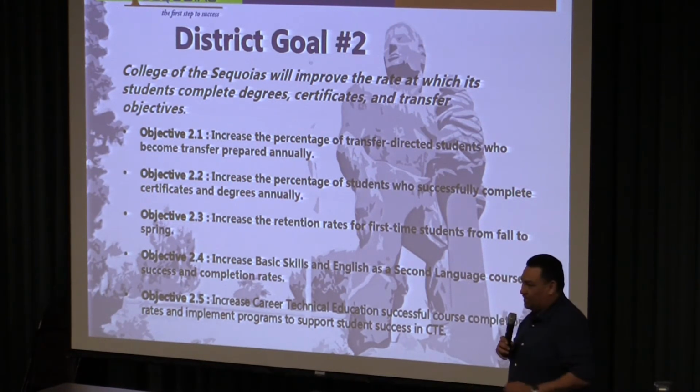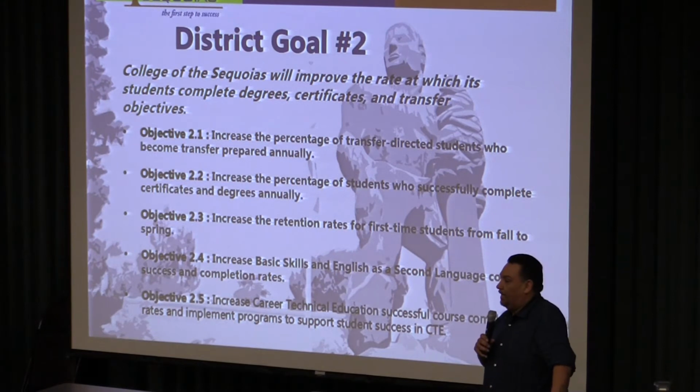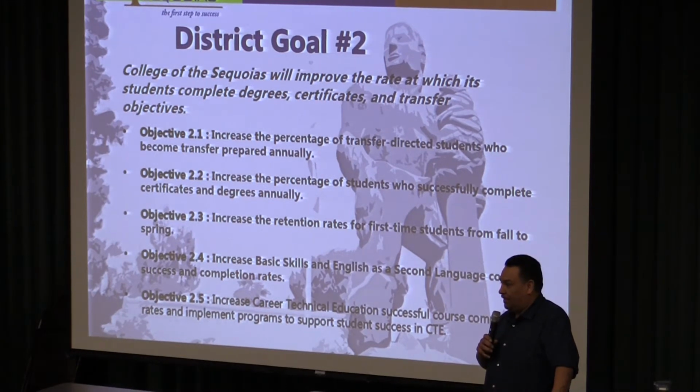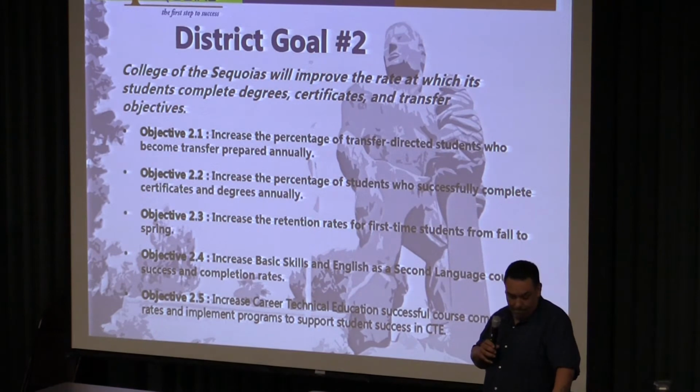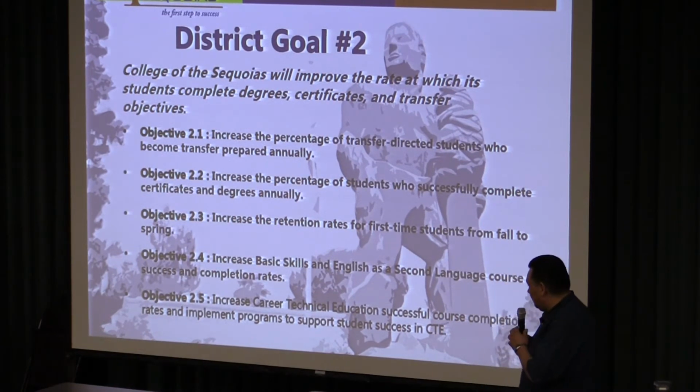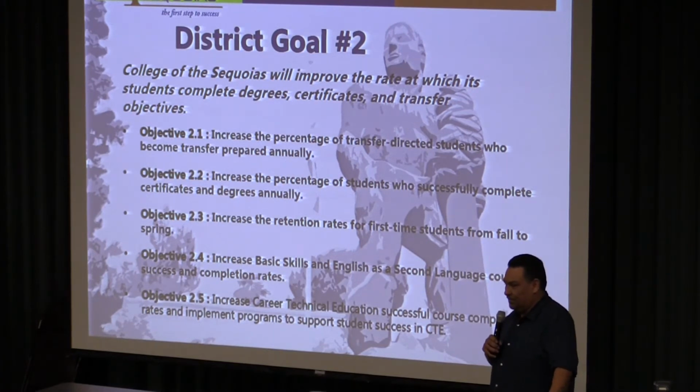2.3 has to deal with retention. It's pretty hard to increase completion rates if our students are not persisting from one semester to another. So we're going to try to develop a plan on how to get our students from the fall to the spring semester. 2.4 deals with basic skills in English as a second language students.